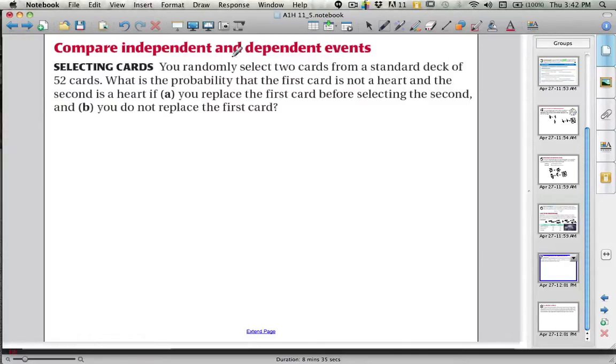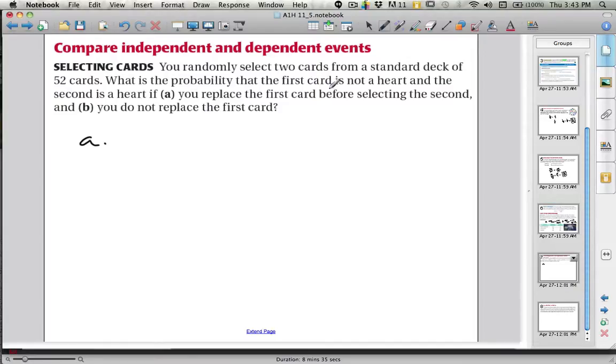Okay, more on independent and dependent events. I randomly select 2 cards from a standard deck of 52 cards. What is the probability that the first card is not a heart and the second card is a heart if I replace the first card before selecting? So let's just do A. So if I put it back, that's going to make this an independent event. If the card gets put back in, then the deck hasn't really changed.